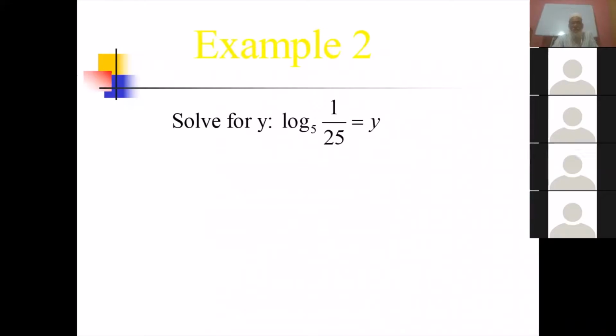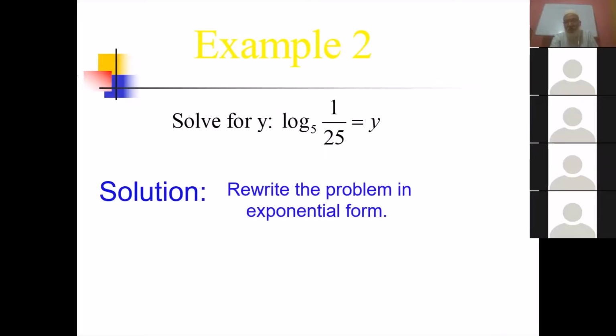Second example, now log base 5 of 1 upon 25 is equal to y. So what is the value of y? First we convert into exponential form. This is the exponential form: 5 raised to power y is 1 upon 25. We understood in the previous slide how to convert log into exponential form. Now 5 raised to y is equal to 1 upon 25, with y the unknown variable. Okay, so how do we convert 1 upon 25 into a 5 exponent?